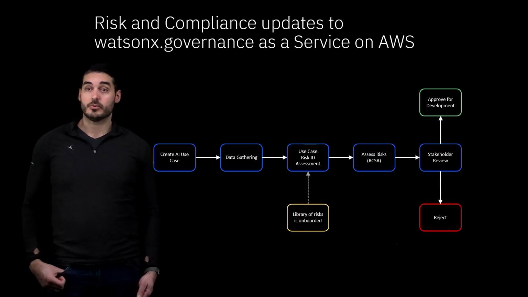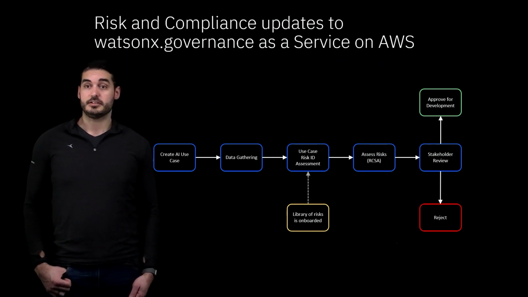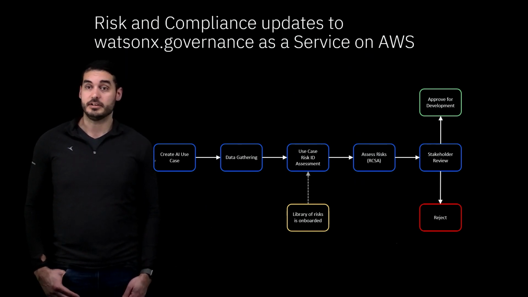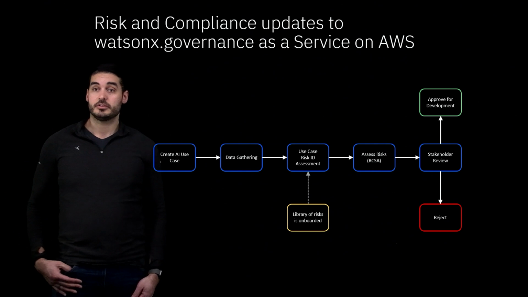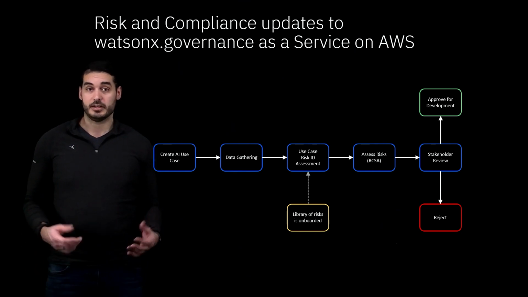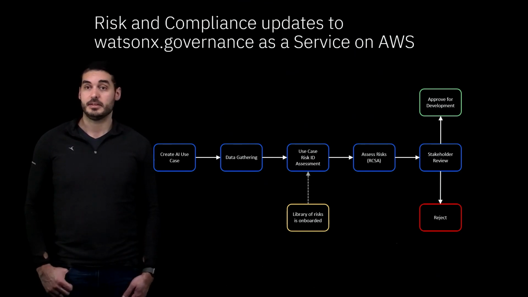And similar to before, all of these risks go through the RCSA process to assess for inherent and residual risk, and then the use case is submitted for stakeholder review. Now, the stakeholders could be groups within the organization, such as the AI ethics committee, the legal department, perhaps a technical or development lead or development group.